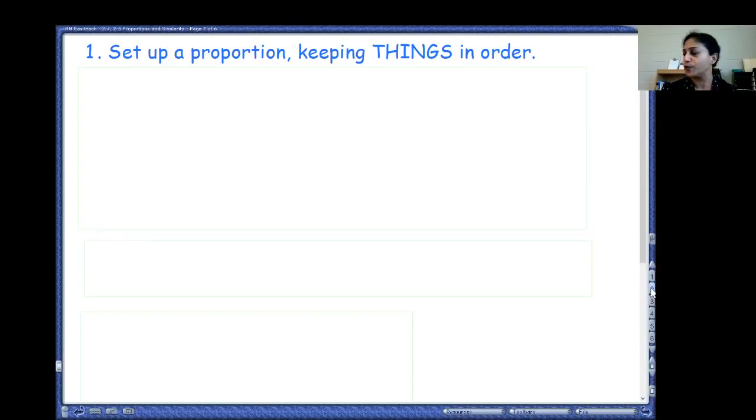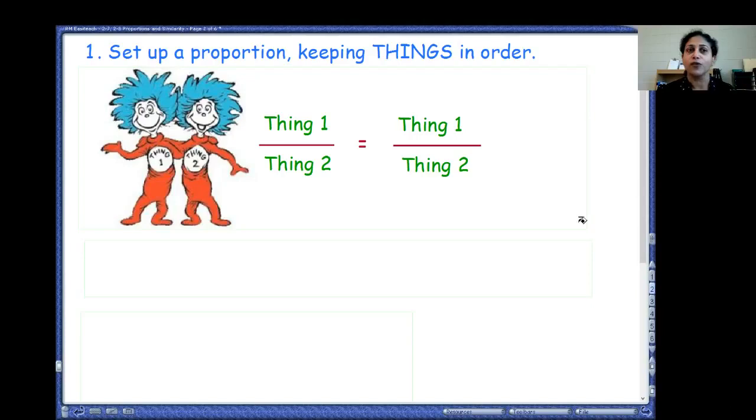Setting up a proportion now. I'm sure when you were younger, you have seen Dr. Seuss books, and Dr. Seuss has Thing 1 and Thing 2. When you are setting a proportion, remember to keep your things in order. So Thing 1 over Thing 2 must equal Thing 1 over Thing 2. Otherwise, you will end up with the wrong proportion and then the wrong answer.